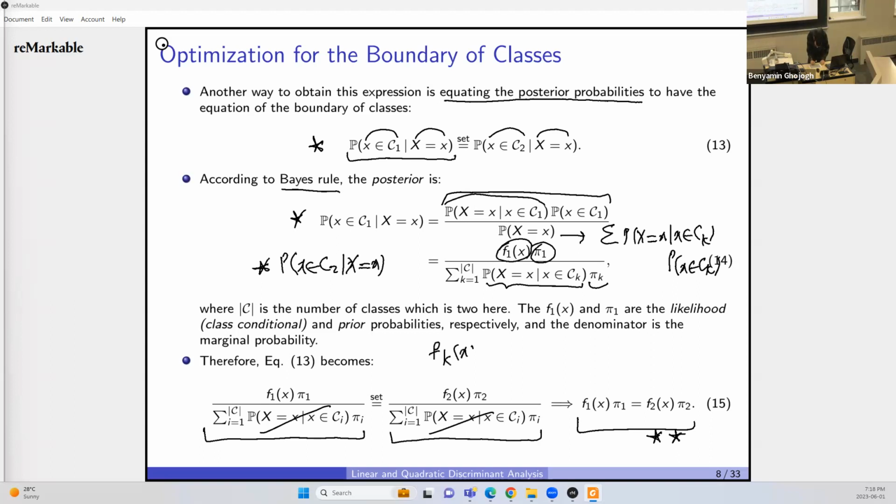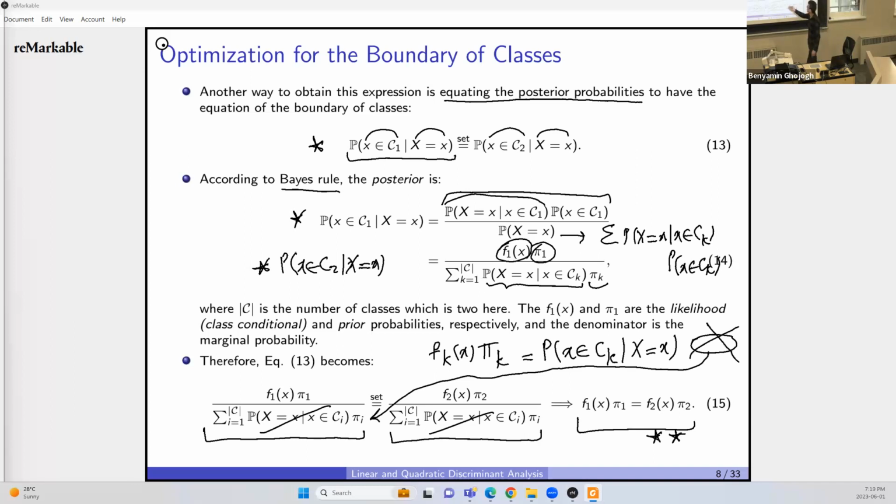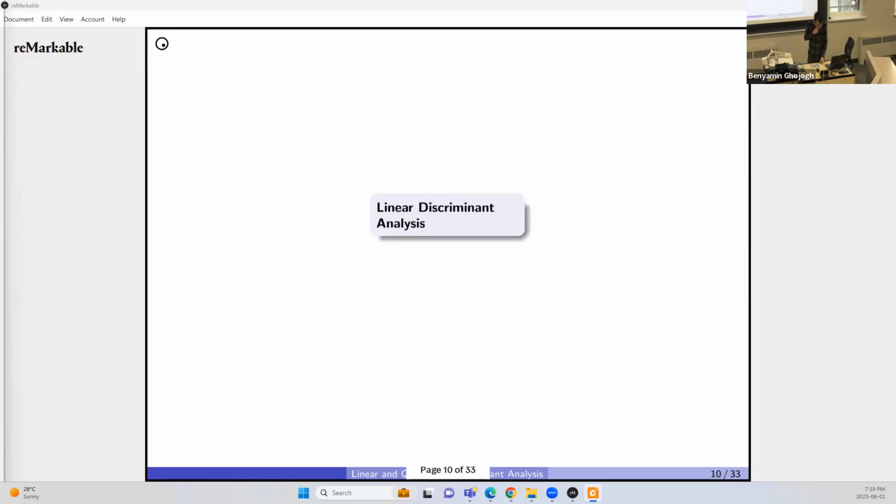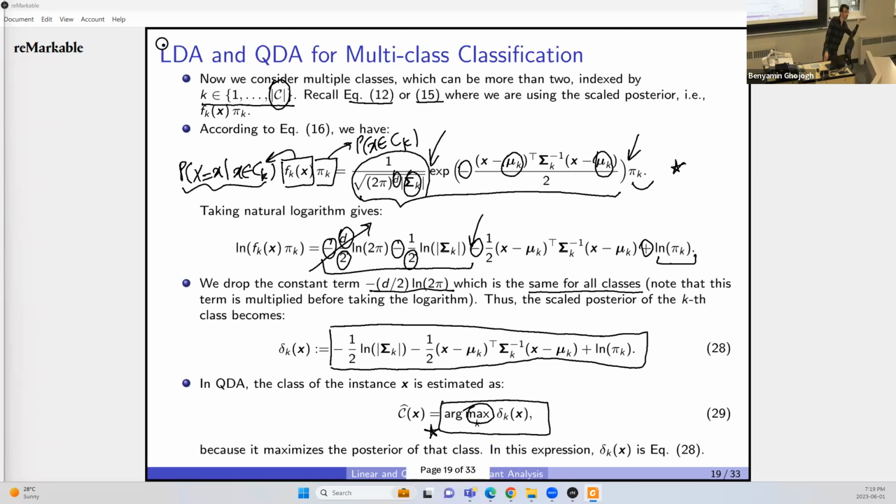Therefore, I maximize that. In other words, F_k(x) pi_k, which we calculated in that slide, is P(x belonging to C_k given the data x) times some constant, the denominator, which I ignored because it's constant for all of the classes. So when I say maximize this, I'm saying which class has the maximum probability for that point. Okay, I think now it's obvious. That is the reason in multiple classes I take the max. When I say argmax, it means which k maximizes this delta_k(x) for a given x. This x might be a training data point or test data point, doesn't matter.